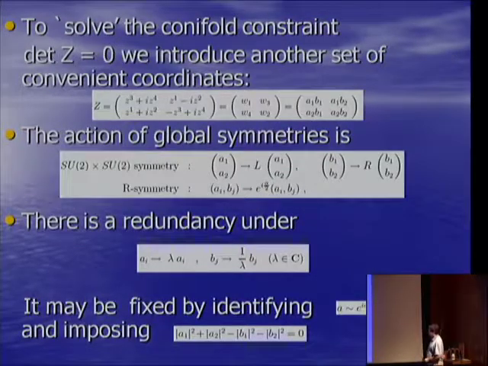But then you notice that this redundancy can be fixed by, for example, choosing the absolute value of lambda so that this constraint is satisfied. And then the remaining thing, which is the phase, introduces these phase identifications. So you basically enlarge the number of variables, but then you have these additional identifications.